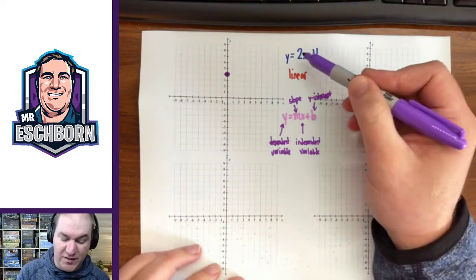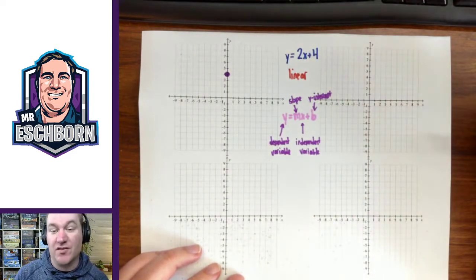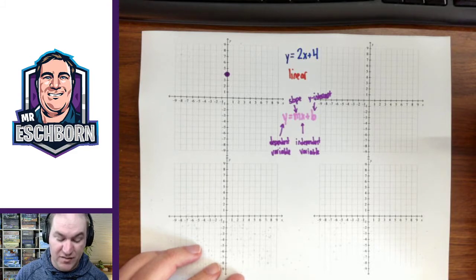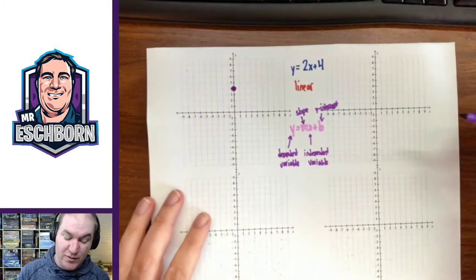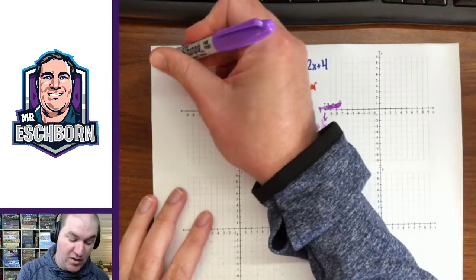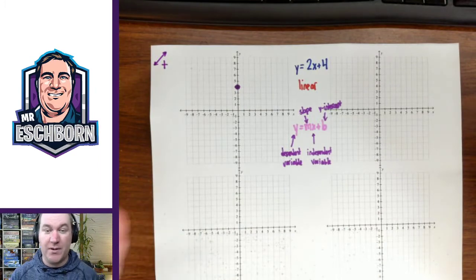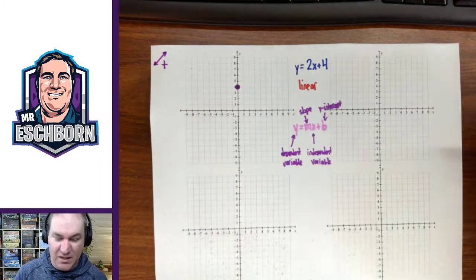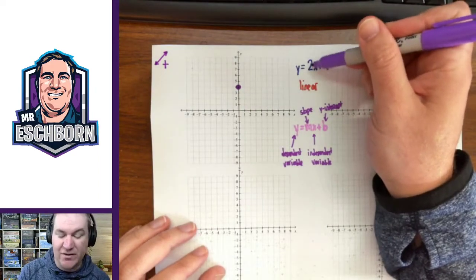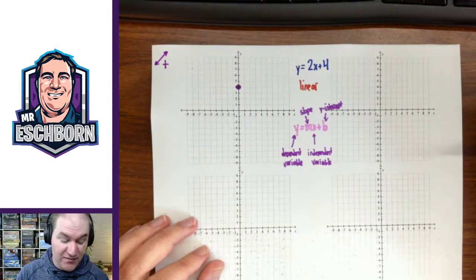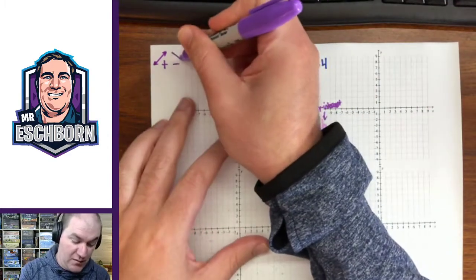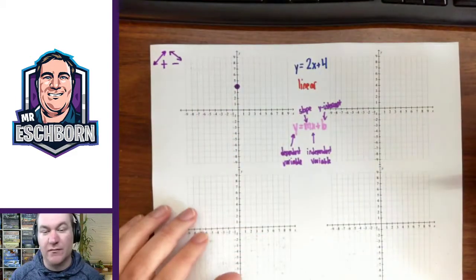Okay, so let's start with this. The sign of the slope is positive, right? 2 is positive. That means that this line is going to have a positive slope. Lines with a positive slope always go in this direction. From left to right, they are going uphill. If this number were negative, any negative number at all, then it would have a negative slope and it would go in this direction, downhill from left to right.